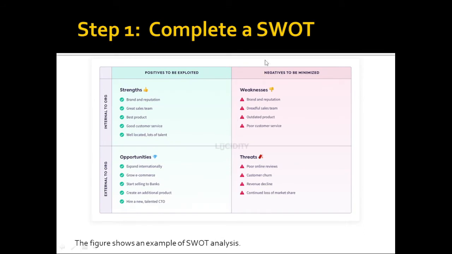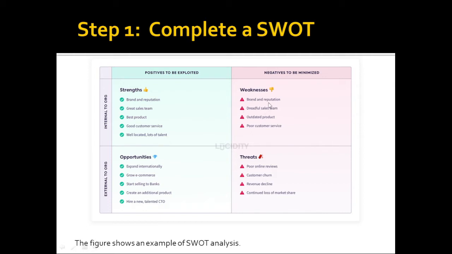So the first thing that we're going to do is to complete a SWOT analysis. Here's an example. Let's say, for example, positives to be exploited. So strengths: the brand and reputation. You have a good brand, you have a great sales team, you have the best product, you have good customer service, and you're well-located with lots of talent. So that's an example of strengths.